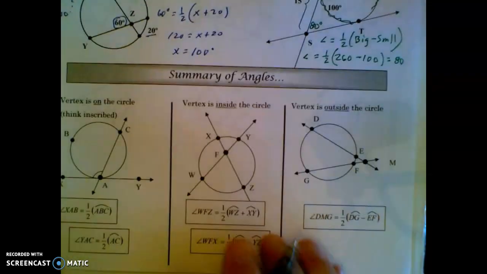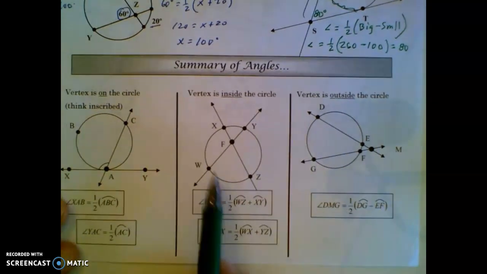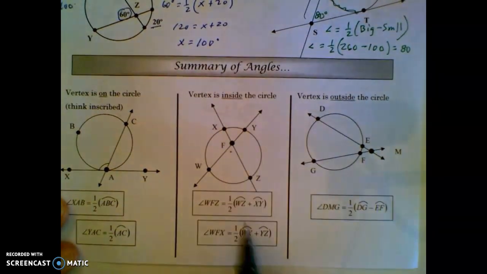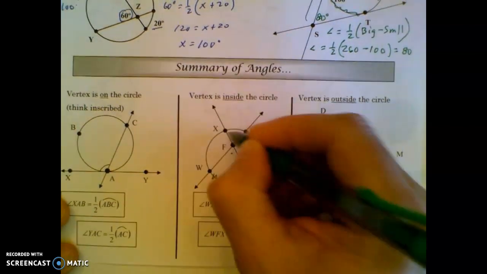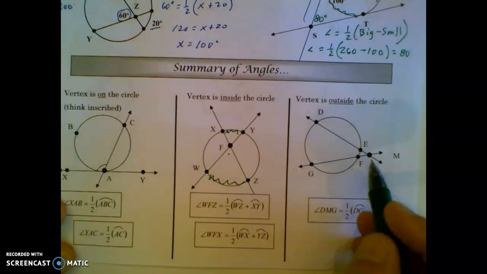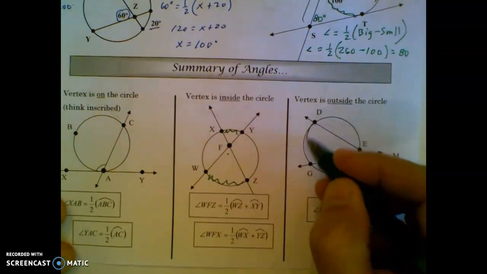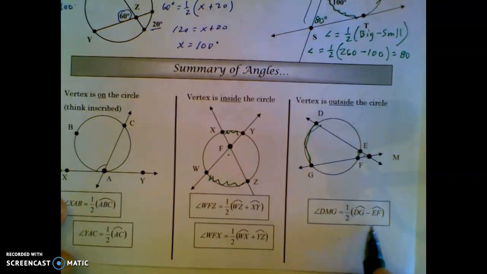So that's when the intersection's on the outside. So again, here's a summary of what we looked at. This is the first thing we looked at. Again, the angle is equal to half of the 2 arcs added. Here's the second example. Again, the angle is equal to half of the big arc minus the little arc.